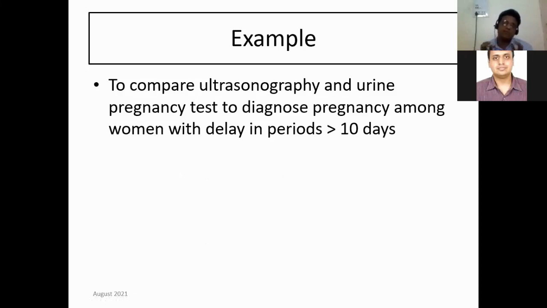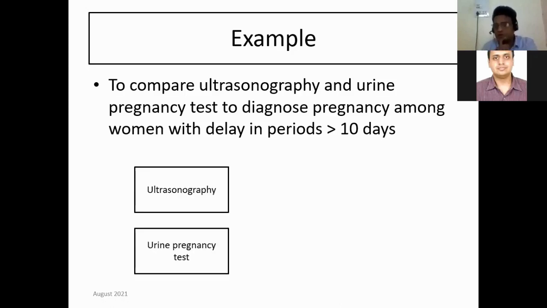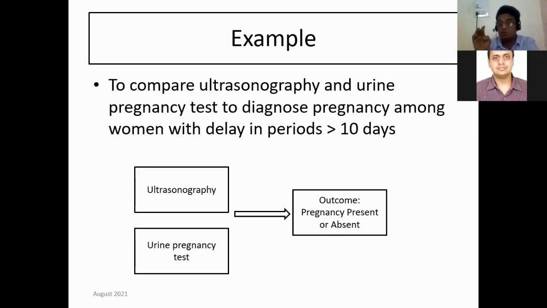Now, for example, if you want to compare ultrasonography and urine pregnancy test to diagnose pregnancy among women with a delay in periods for more than 10 days. So women are coming to you with a delayed period for more than 10 days, and you're wondering which is better to diagnose pregnancy, ultrasound or urine pregnancy test. But here you can see that ultrasonography or urine pregnancy test is not going to affect the outcome. That means pregnancy, whether it is present or absent, is not going to be determined by whether you do ultrasonography or urine pregnancy test. So this is not an interventional study, right?